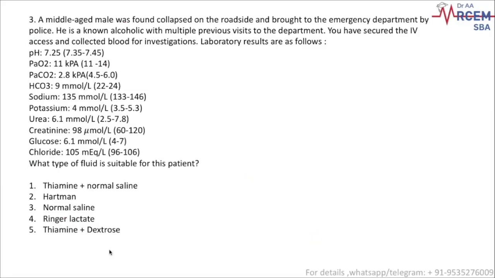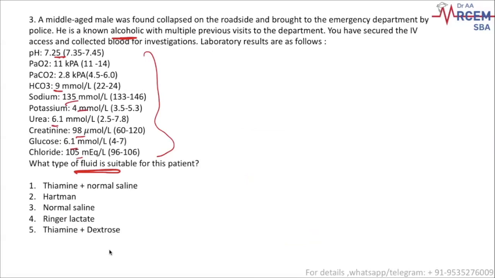We have a middle aged male who was found collapsed on the road, brought to the emergency department by the police. He is a known alcoholic with multiple previous visits to the emergency department. You have secured the IV line and collected the blood for the investigations, and these are the lab values. There is a certain amount of acidosis present. It looks like a metabolic acidosis with respiratory compensation. Electrolytes seem grossly on the normal side. What type of fluid is suitable for this patient?